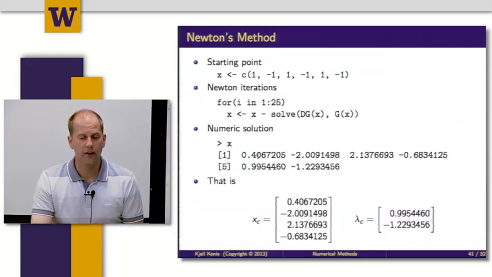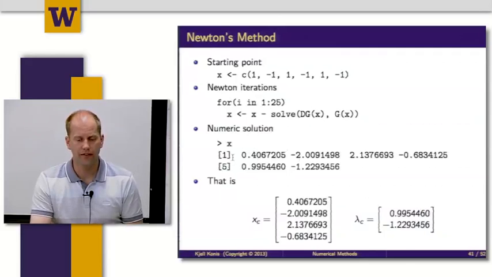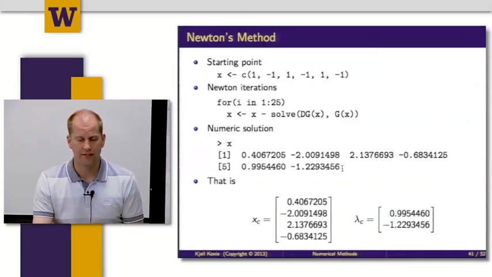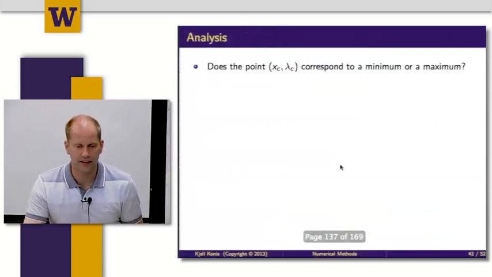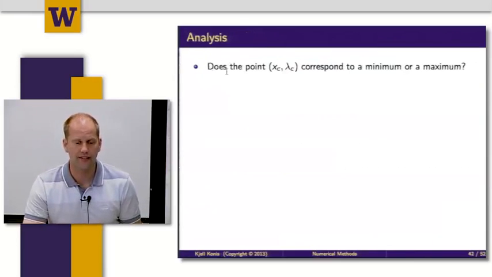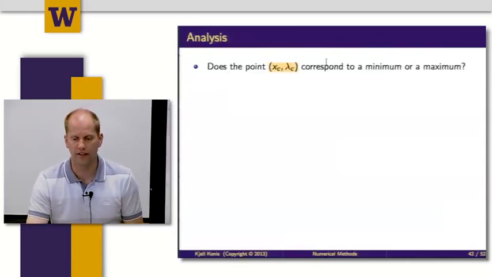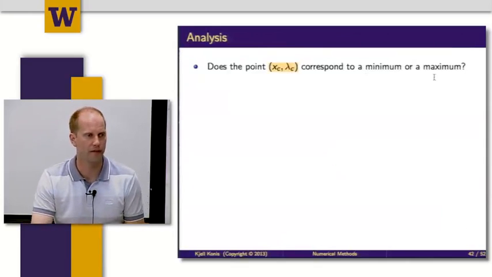And so all I know is that this point here is a critical point of the Lagrangian. But what I'd really like to know is, is it a maximum or a minimum? So I have to figure out how we're going to deal with that. So I want to ask the question, does the point xc, lambda c, this vector of 6 values that I had on the previous screen, correspond to a minimum or a maximum?